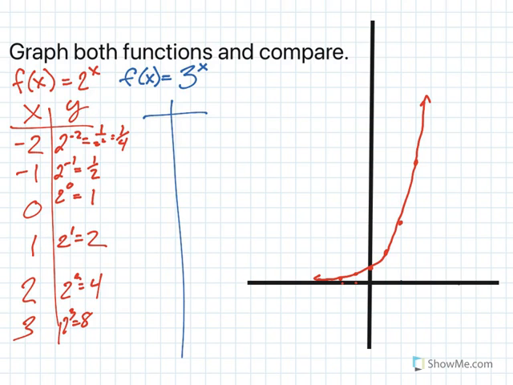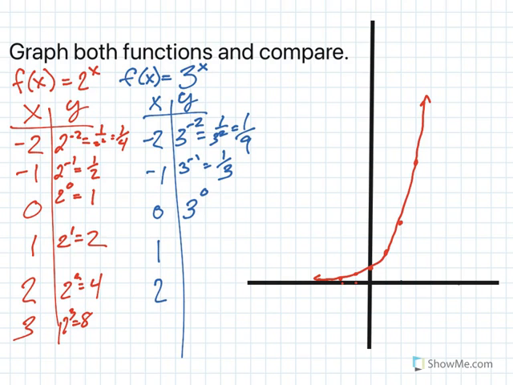Next, let's do x and y. So again, -2, -1, 0, 1, and 2. So now if I have 3 to the -2nd power, that's the same as 1 over 3 squared, that's 1/9. 3 to the -1 is 1/3. Anything to the 0 power is 1. 3 to the 1st is 3, and 3 squared is 9. Okay, so 1/9, 1/3, 1.